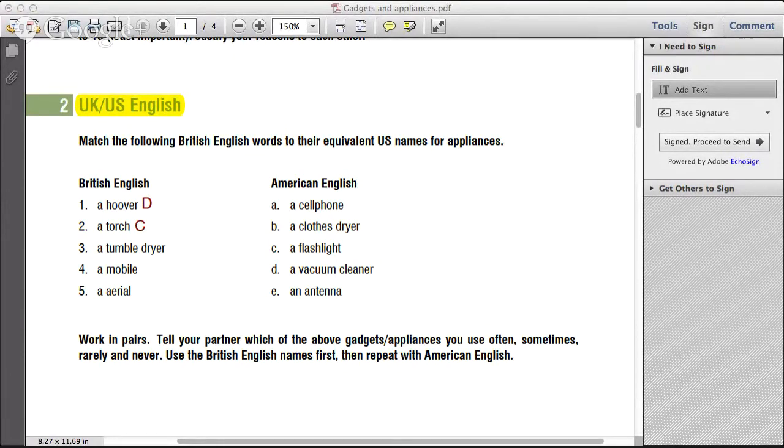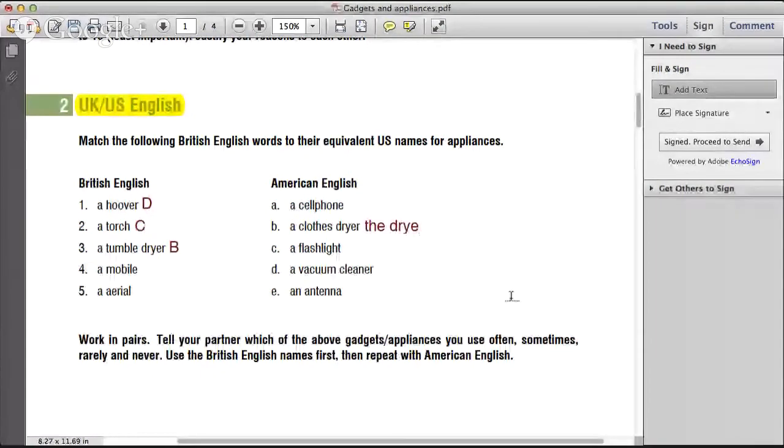Giuseppe, number 3. A tumble dryer. That would be dryer, a tumble dryer. A clothes dryer. Yeah, a clothes dryer. That's right. Okay, so it's a clothes dryer. Whoops, that's not D, it is B. And typically, you guys, we just call this the dryer.